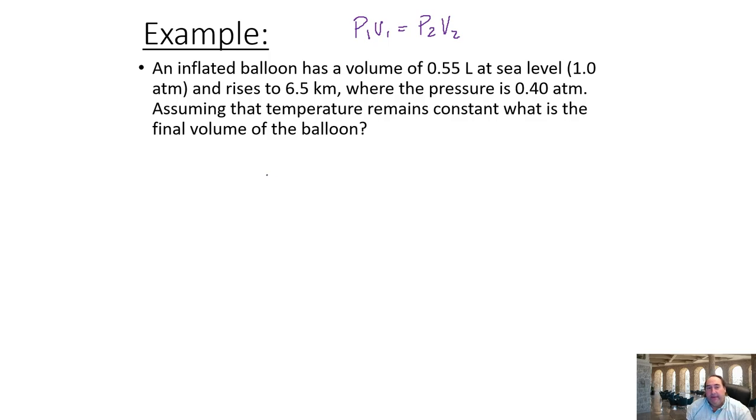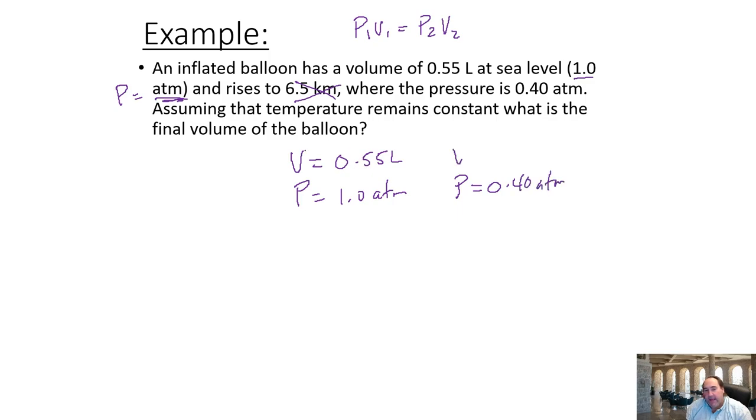So if we pull out the information, we see we have a volume that is 0.55 liters. It is at sea level at one atmosphere. Remember, atmosphere is a pressure, so that actually is a pressure that is given to us. It rises to 6.5 kilometers, which frankly is useless information in this particular problem, so make sure you can identify that. We have a new pressure of 0.4 atmospheres and a volume that we're looking for.